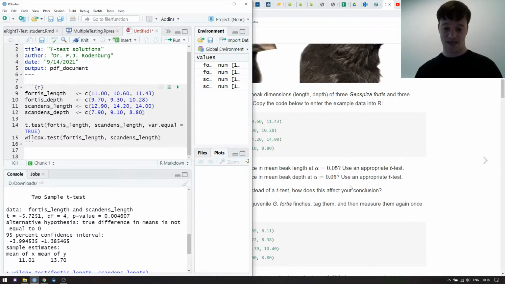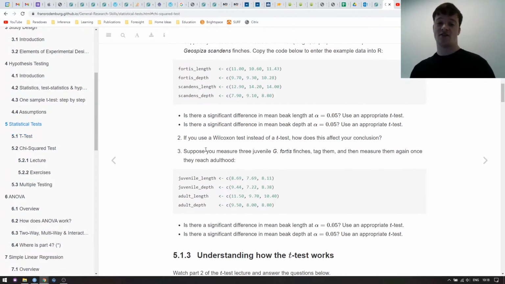Yeah? Okay, then the third one, suppose you measure 3 juvenile G. fortis finches, tag them, and then measure them once again once they reach adulthood. What is the difference here? What do we want to do instead of the other one? Paired, exactly. Because these are the same individuals, right? We just measure them twice.